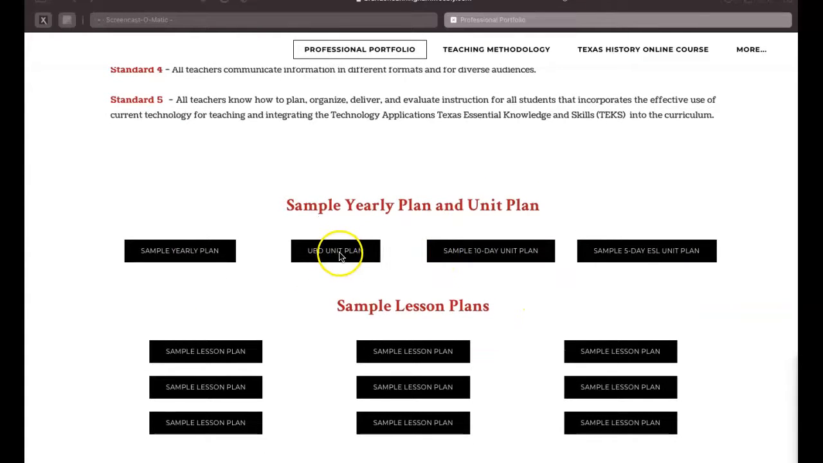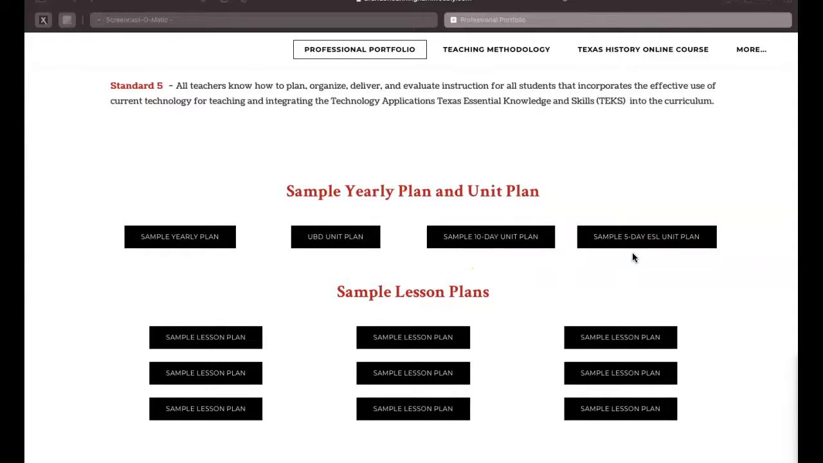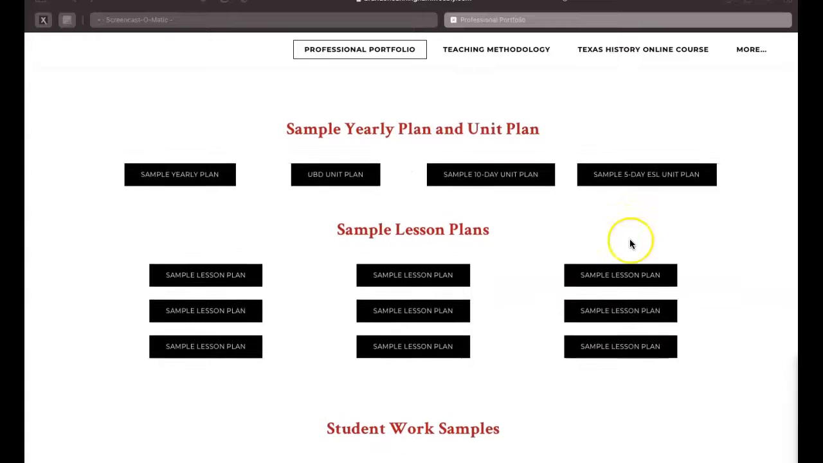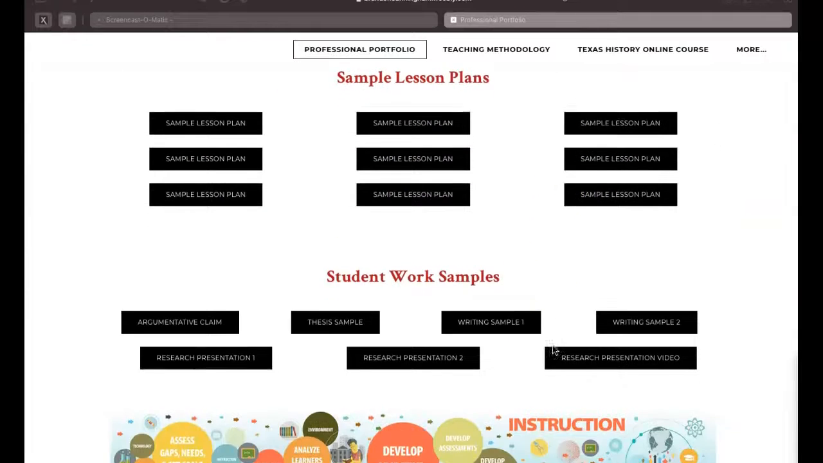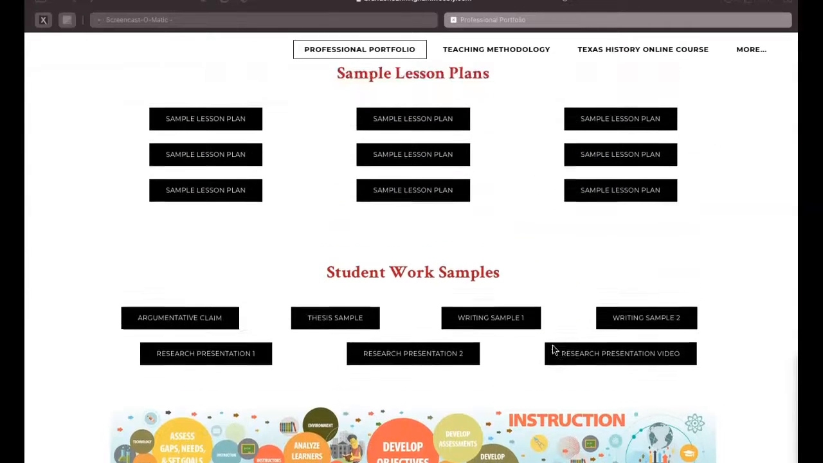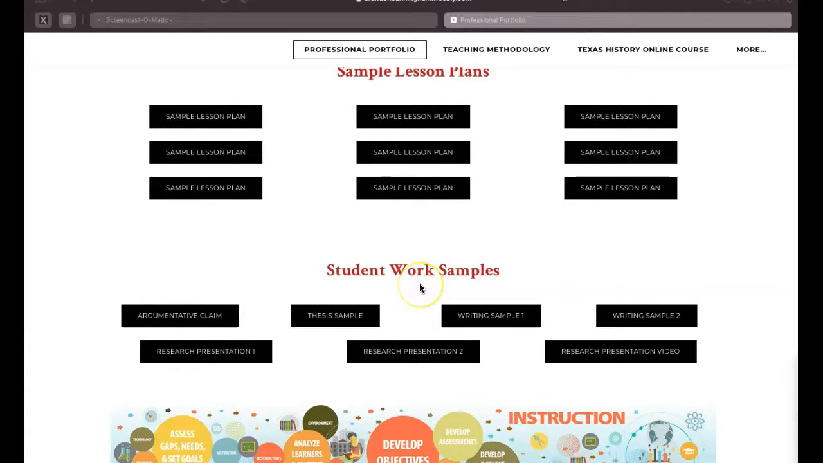So you have the Understanding by Design unit plan, a 10-day unit plan, and an ESL unit plan based on ESL methods. Then, if you go down further, you have simple lesson plans, which are lesson plans I've created for different subjects throughout my education. And then once you get past the lesson plans, you have actual work samples from students of mine. So things that my students have created in my current role as a seventh grade history teacher.